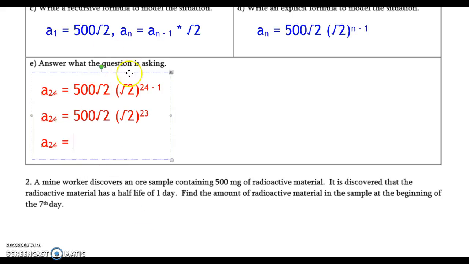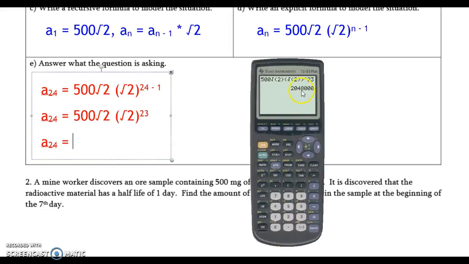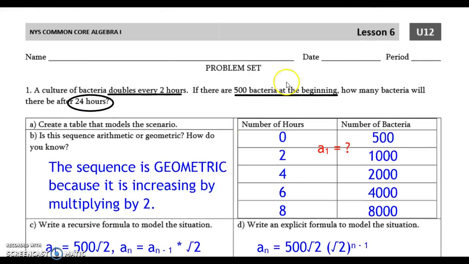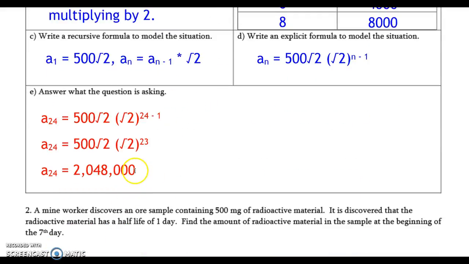All right, looks a little messy, but we were able to figure it out. We took the explicit formula, we substituted in 24, and remember, you took my advice and substituted 24 and then subtracted, and then took all of this and put it into the calculator. The calculator gave us 2,048,000. And remember, the question was asking about bacteria. So you could say there were 2,048,000 bacteria after 24 hours.